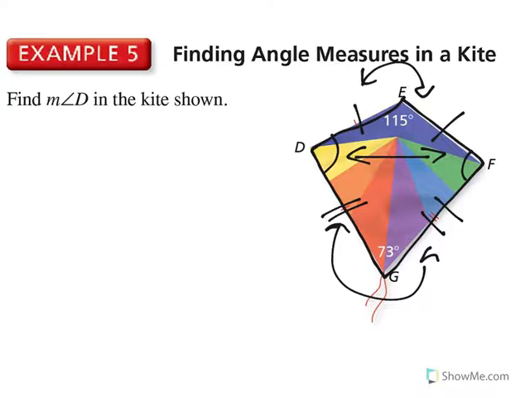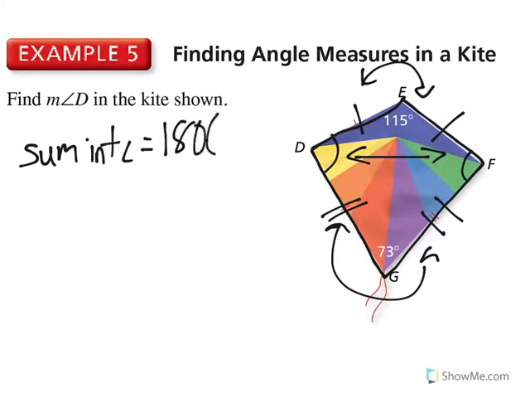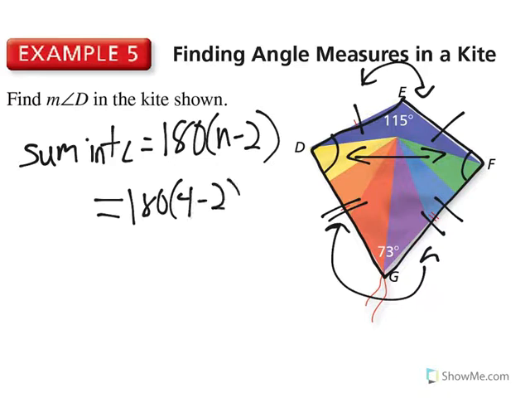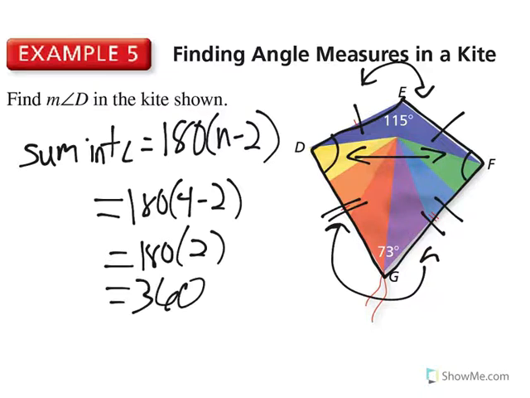Well, this is a quadrilateral. In quadrilaterals we can use our formula to find the sum of the interior angles. Going back to the beginning of chapter 7, the sum of interior angles is equal to 180 times n minus 2, n being the number of sides. It's a quadrilateral, so it's 4-sided. So we have 180 times 4 minus 2. I have 180 times 2, and that gives me 360.